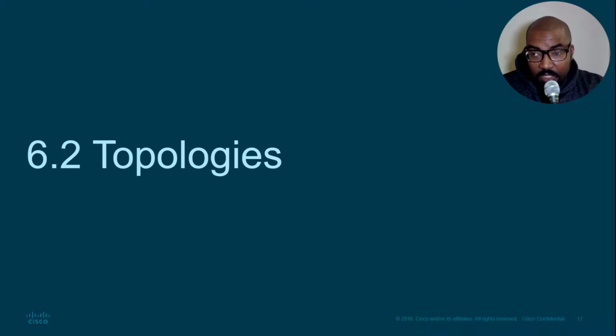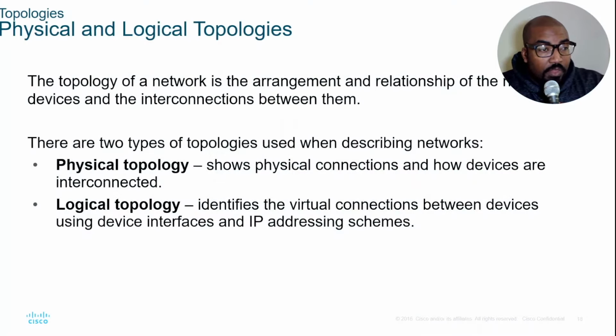All right, let's talk about topologies. The topology of a network is arranged in a relationship of the network devices and the interconnections between them. There are two types of topologies used when describing networks. We have the physical topology, which shows the physical connections and how devices are interconnected. And the logical topology identifies the virtual connections between devices using device interfaces and IP address schemes.